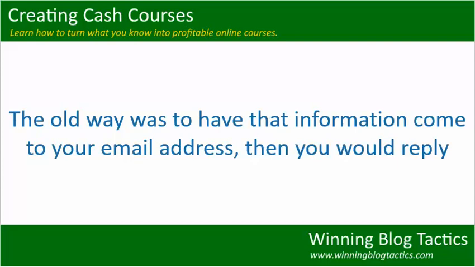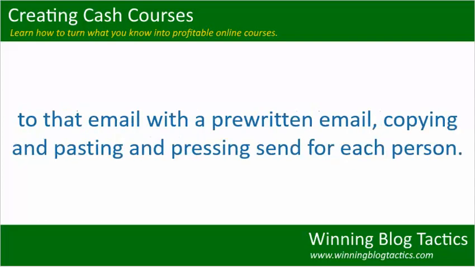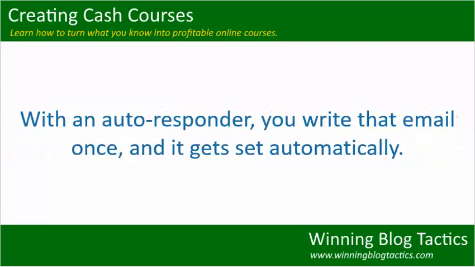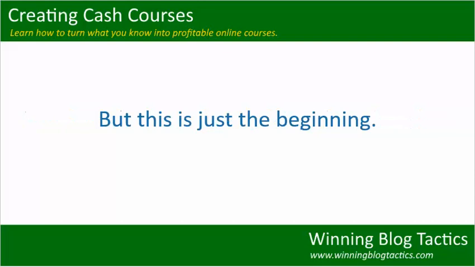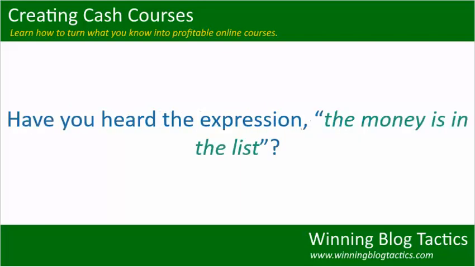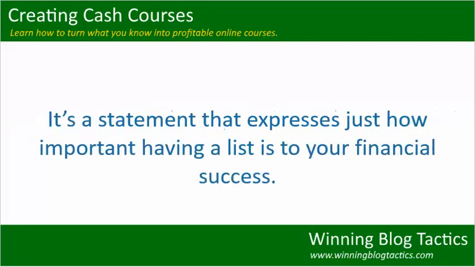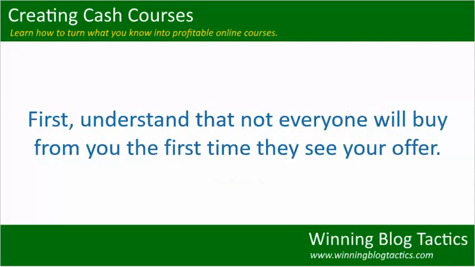The old way was to have that information come to your email address, then you would reply to that email with a pre-written email, copying and pasting and pressing send for each person. With an autoresponder, you write that email only once and it gets sent automatically, and you don't have to do anything else after that. But this is just the beginning. Have you heard the expression, the money is in the list? It's a statement that expresses how important having a list is to your financial success.